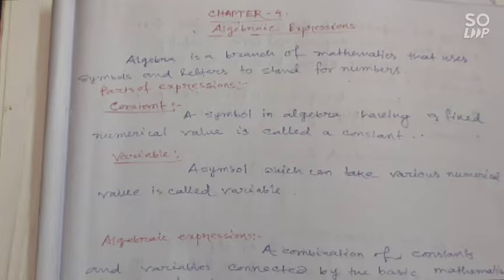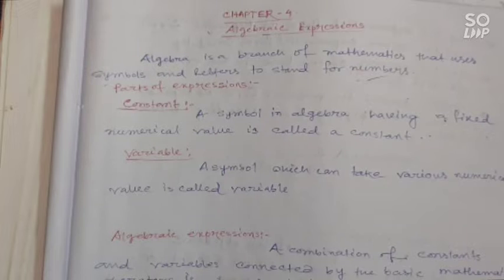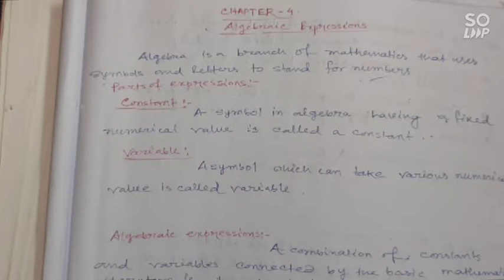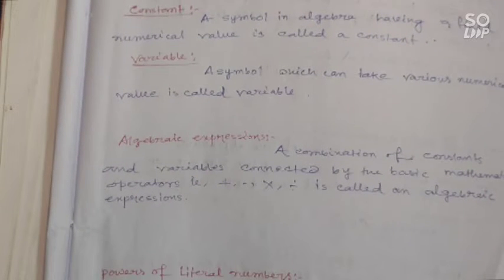What is algebra? Algebra is a branch of mathematics that uses symbols and letters to stand for numbers. So in algebra, we can denote numbers by some symbols and alphabet or letters. So first of all, we will learn about algebraic expression.